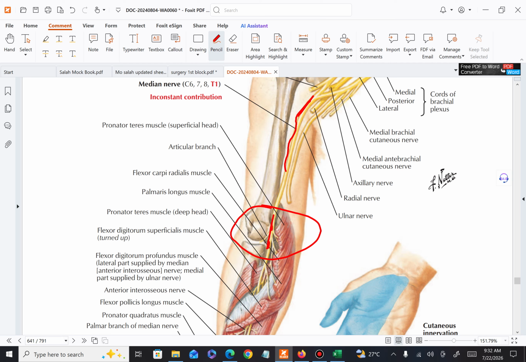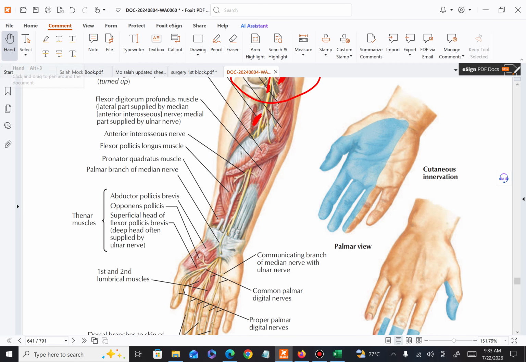fossa, it enters into the forearm by passing between the two heads of the pronator teres. This one is the superficial head, while this one is the deep head of the pronator teres. So it passes between the two heads of the pronator teres to enter into the forearm region. This is the median nerve, and it enters into the hand by passing deep to the flexor retinaculum.